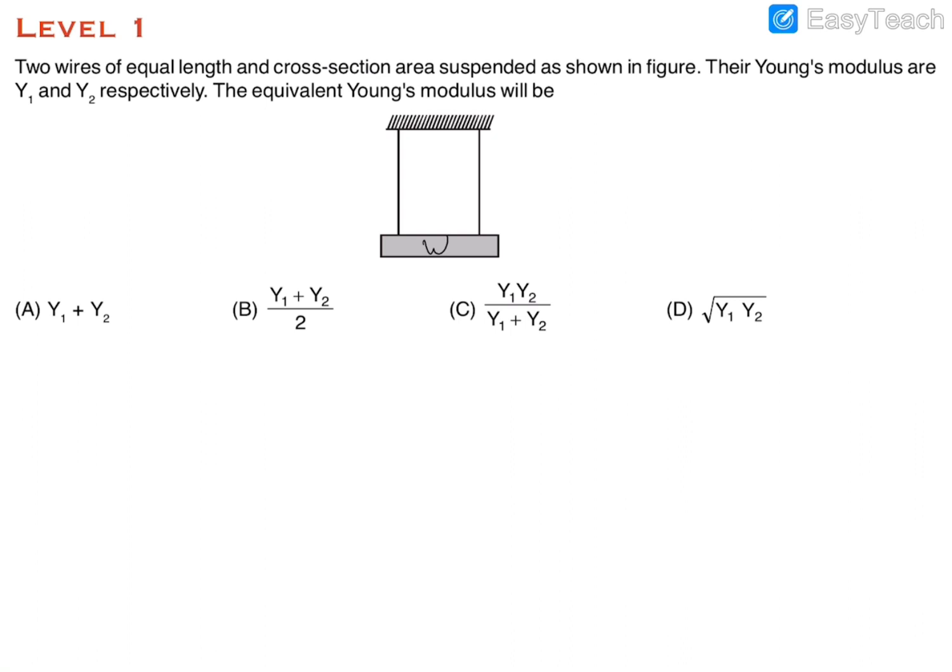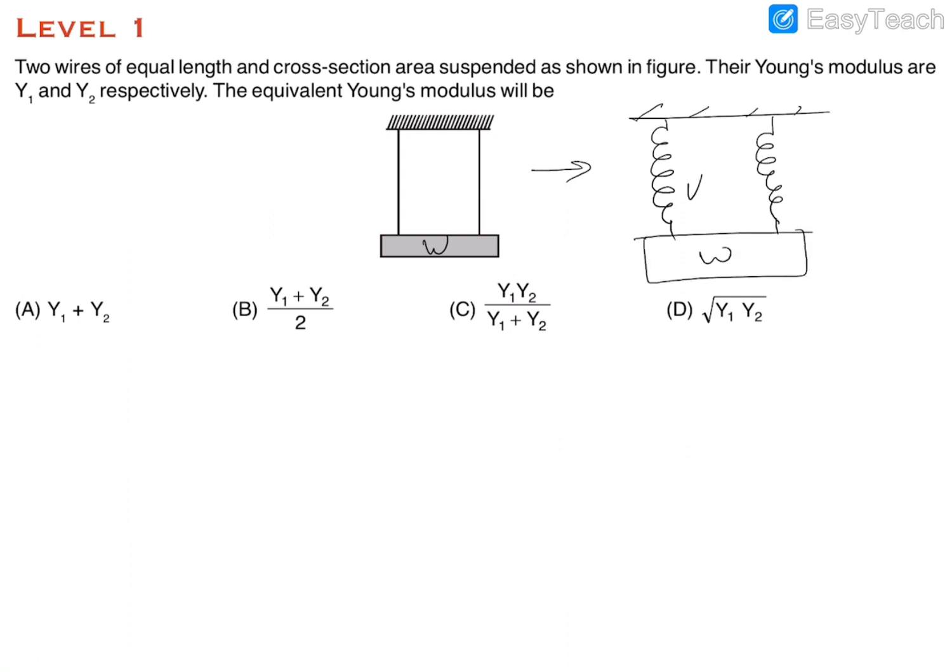So we consider the spring analogy, and we consider them as springs, that there are two springs which are connected to this load W, and the spring constant of each of these springs is K1 and K2. So K1 will be equal to gamma 1 A by L and K2 will be equal to gamma 2 A by L.